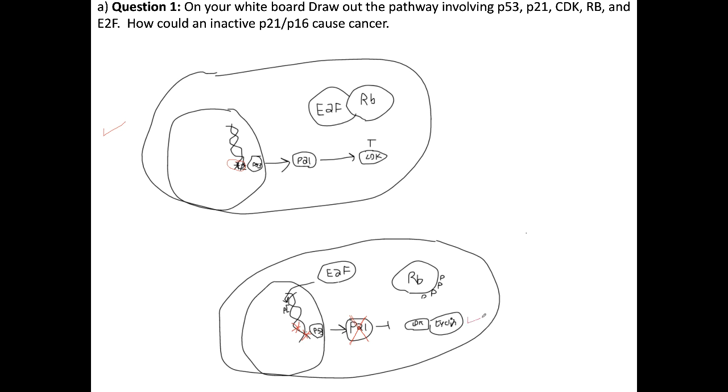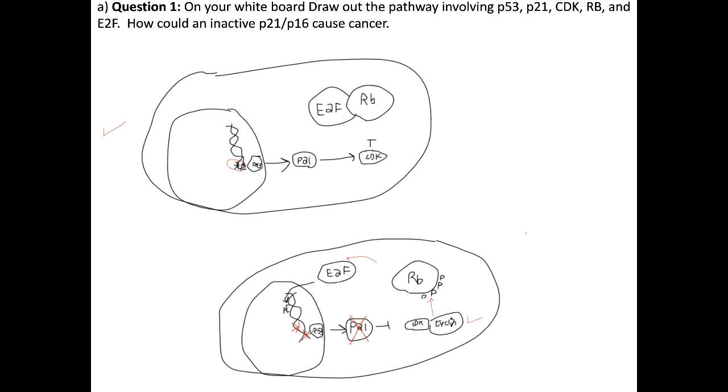then P21 can't inhibit the formation of CDK cyclin shown here. If CDK cyclin can still do its job, it's going to add phosphate groups to the retinoblastoma protein. And remember, when that happens, that causes this conformational change, releasing E2F from the binds of retinoblastoma, and then E2F can go inside of the nucleus and activate the genes necessary to drive that cell cycle forward.